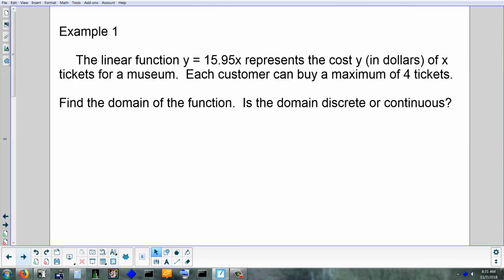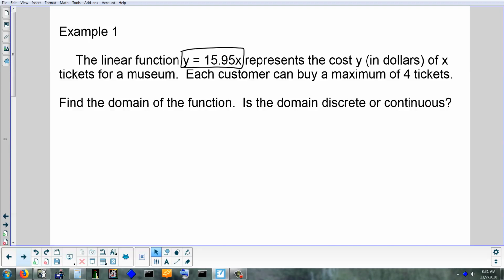All right. So first example says the linear function y equals 15.95x. So that's our formula. Represents the cost in dollars to buy X tickets at a museum. Each customer can buy up to 4 tickets. So they're giving us a limit. You can't just fill in anything you want for the number of tickets. You only can go up to 4, including 4. Find the domain of the function. Is it discrete or is it continuous?